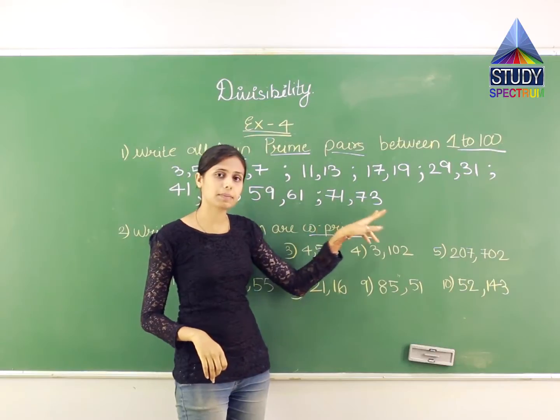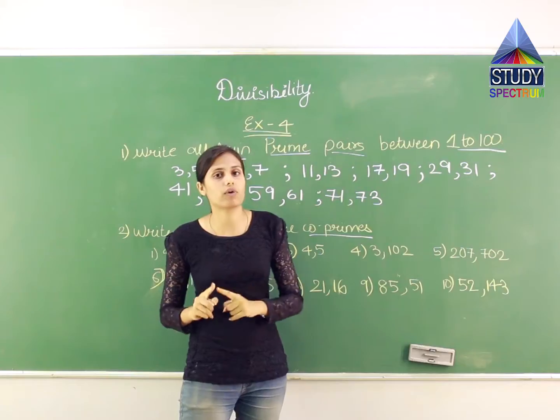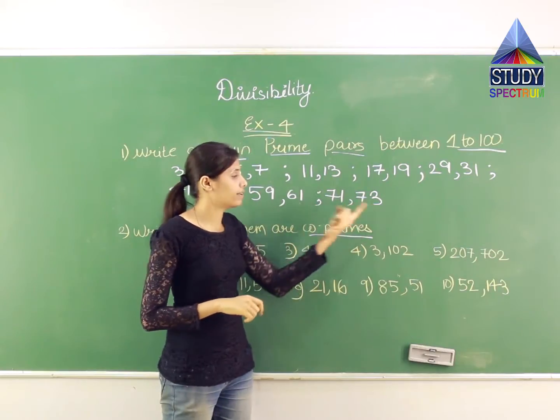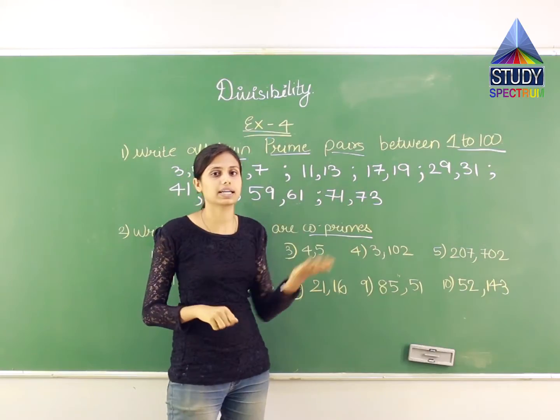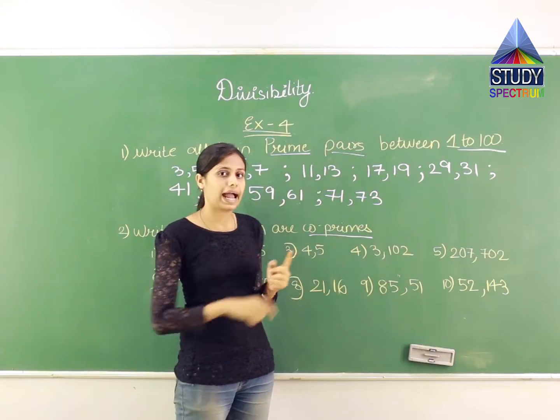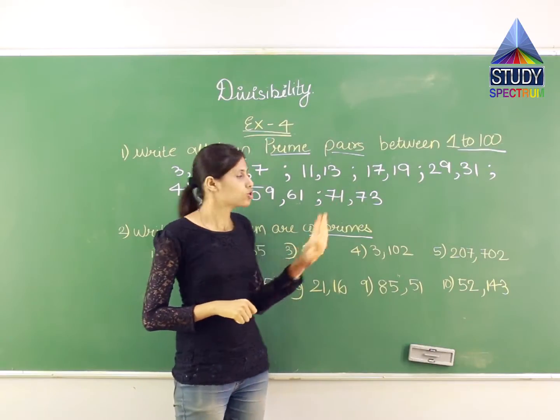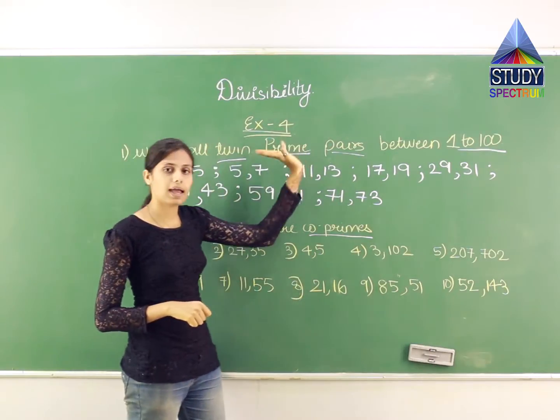Prime numbers, right? Prime numbers come only in the table of 1 and their own table. 71 comes in the table of 1 and 71 itself. 73 comes in the table of 1 and 73 itself. So the common factor between them two is what? 1. And what is their difference? 73 minus 71 gives me 2. So they form a twin prime pair.